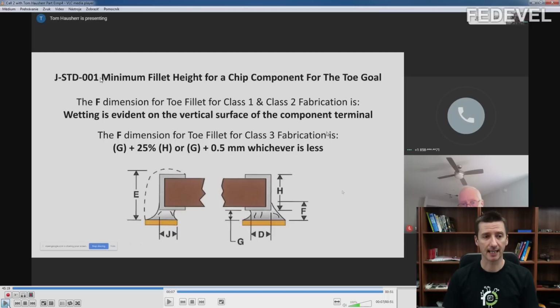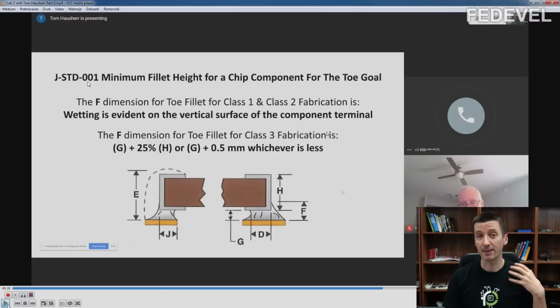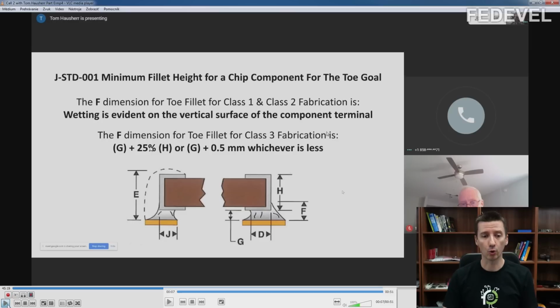a definition from this standard, which is here, the J-STD-001 standard. It specifies how good soldering looks. Okay, and here in these few sentences, you can see all the specifications for these dimensions, which will tell you if your soldering is good or not.